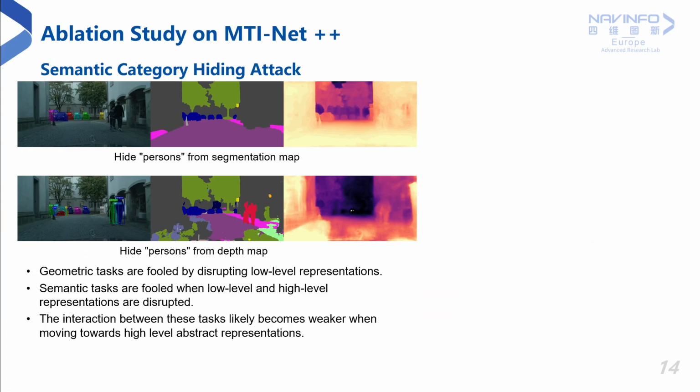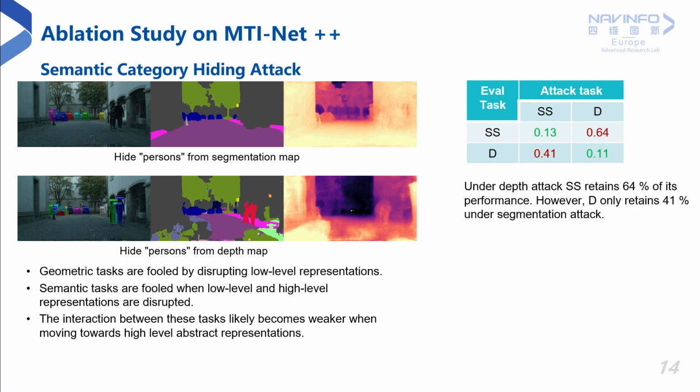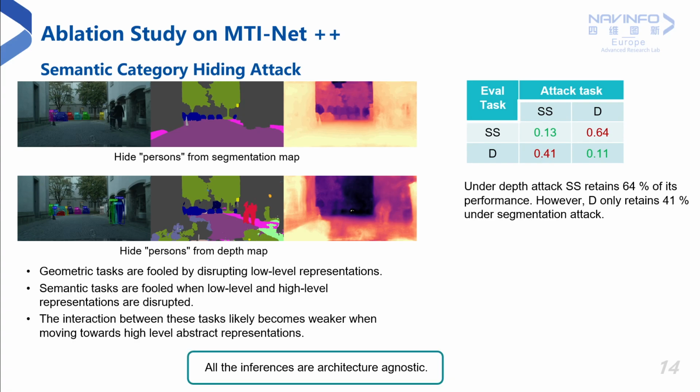Under segmentation category hiding attack, geometric tasks are fooled just by disrupting low-level representations, while semantic tasks are only fooled after disruption of all levels of representation. The same inference holds, that the interaction between semantic and geometric tasks becomes weaker as you move towards high-level representation. Segmentation retains 64% of its performance under depth attack, while depth only retains 41% performance under segmentation attack. All the inferences made are the same as the ones made with UniNet. Therefore, the inferences are architecture agnostic.